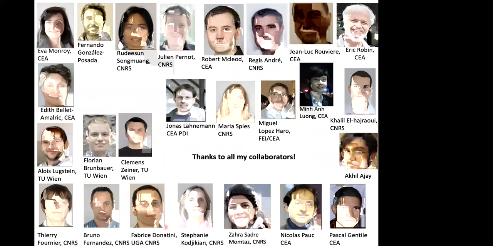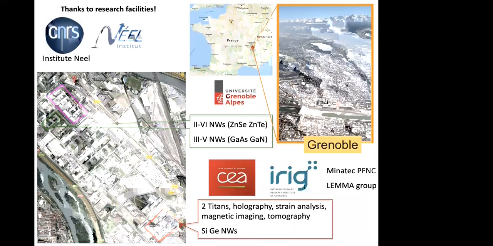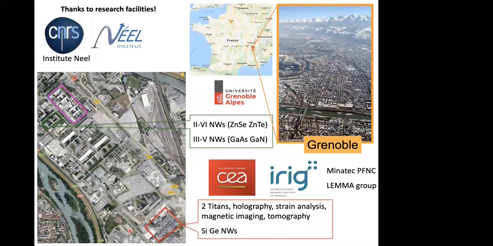So finally, I would like to thank all my collaborators and mainly the PhD students, Min An, Luang, Maria, and Khalil. And I would like to thank the facility. So, you know, I think that Grenoble is here, surrounded by the Alps. And here we have the site of CNRS and CEA. So here's Institut Néel. There's nanowire activity on 2.5 and 3.5 and 2.6 nanowires in the nanophysics and semiconductors group. And also here for silicon and germanium in the Synapse team. And here we also find the nano characterization platform where we have this wonderful TEM equipment.